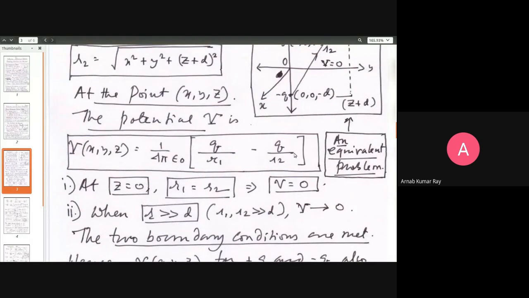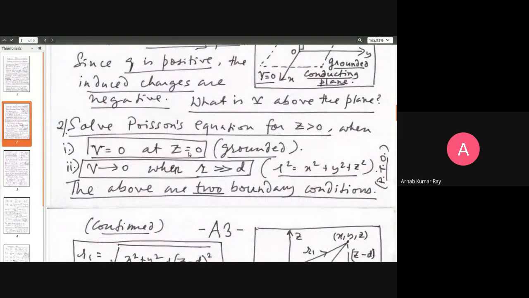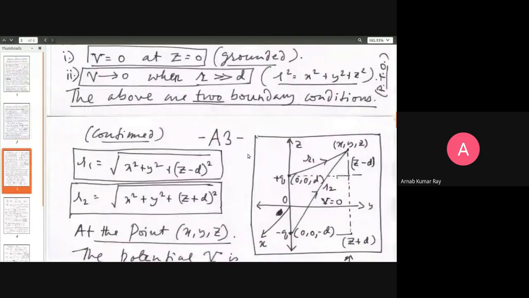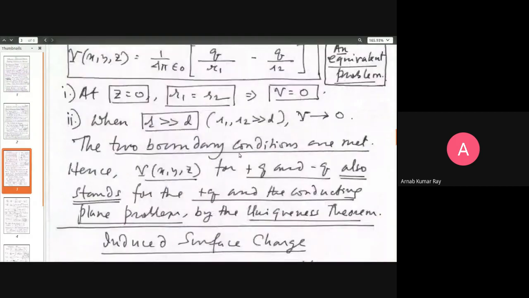But what we find is that this potential function meets our two prescribed boundary conditions for the original problem that was presented to us. If that is so, then the two boundary conditions are met for plus Q and also minus Q, hence V of x, y, z, this one, for plus Q and minus Q, also stands, very important, I've stressed it with double underlining, also stands for the plus Q and the conducting plane problem.